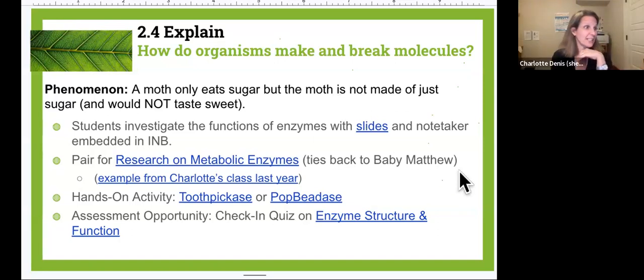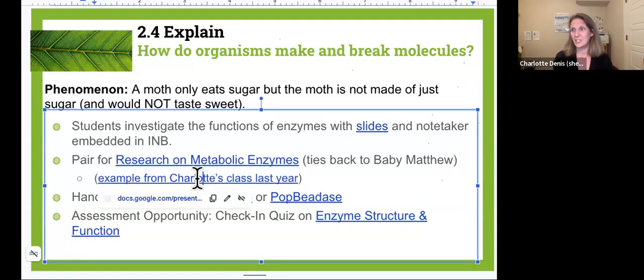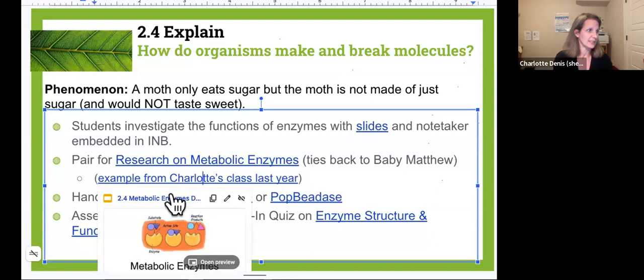So another thing that I like to do during this that helps to solidify the connection to baby Matthew later on, this is kind of like I do this now so that they have a better chance of being able to effectively explain what's going on with baby Matthew later, is that students do research on some metabolic enzymes. So we've obviously defined what an enzyme is, but they don't really understand what enzymes do until we take a look at some of these examples.